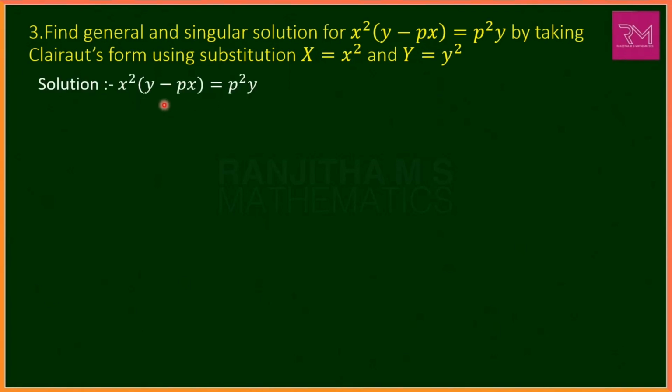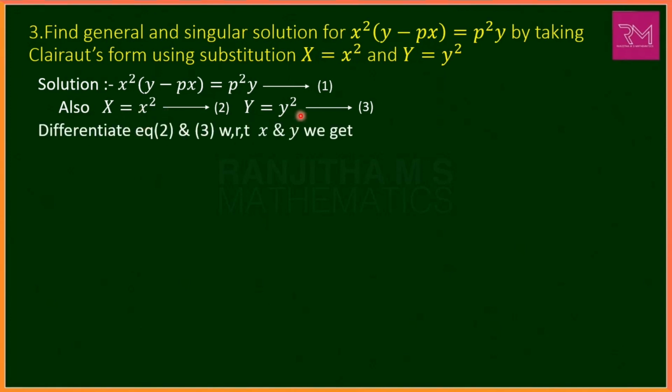First, take the given data x square into y minus px, which is equal to p square y. Call this equation 1. Also, they have given a substitution as capital X, which is equal to x square, and capital Y, which is equal to y square. Call these equation number 2 and equation number 3. Here, we have to solve this equation with the help of substitution. Means first step, we have to differentiate these two equations with respect to x and with respect to y separately. Here X is equal to x square means you have to differentiate this equation with respect to x. Here Y is equal to y square means you have to differentiate this equation with respect to y.